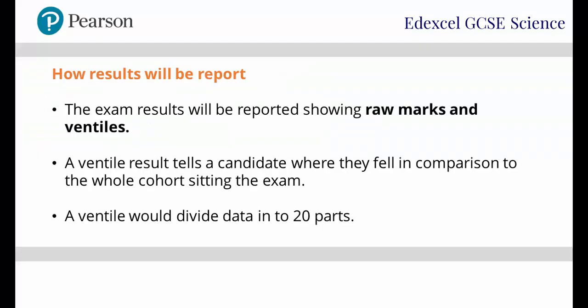The Year 10 exam data will be reported as raw marks and Ventiles. A Ventile result tells a candidate where they fell in comparison to the whole cohort sitting the exam. A Ventile would divide data into 20 parts.